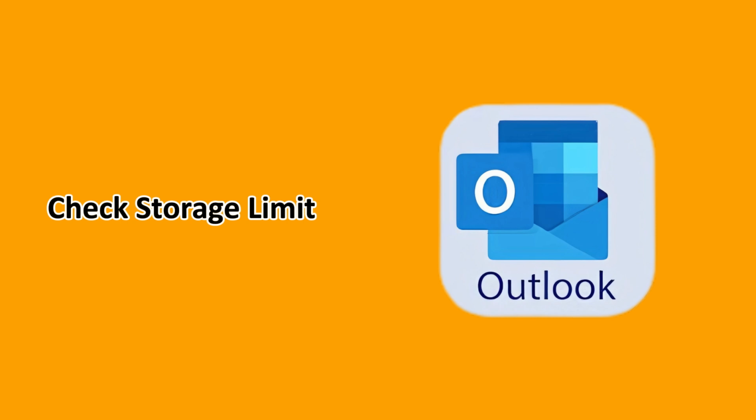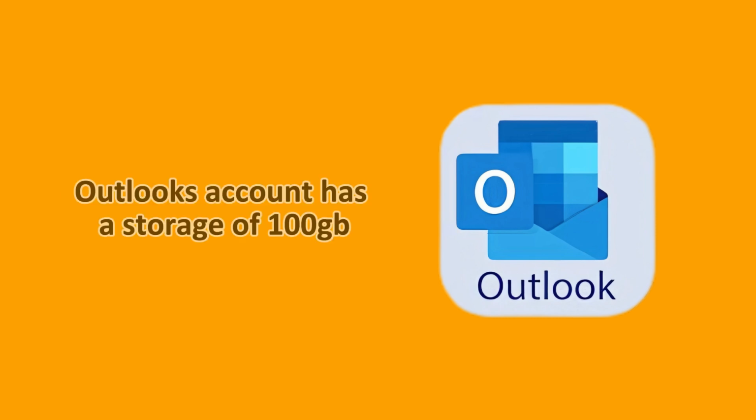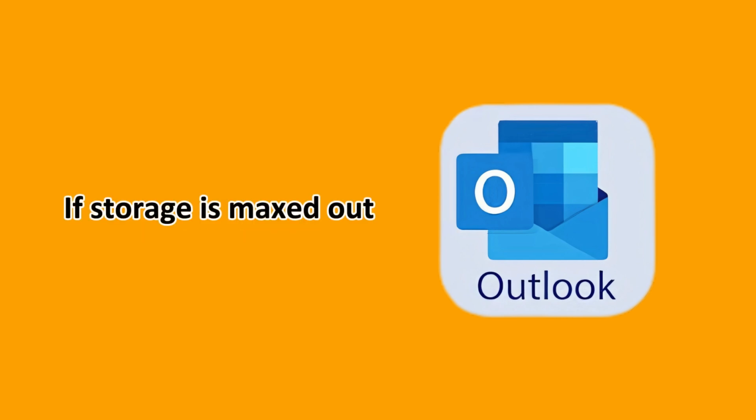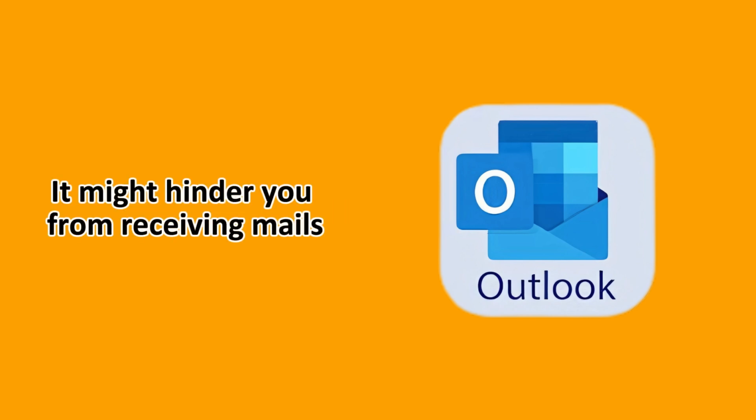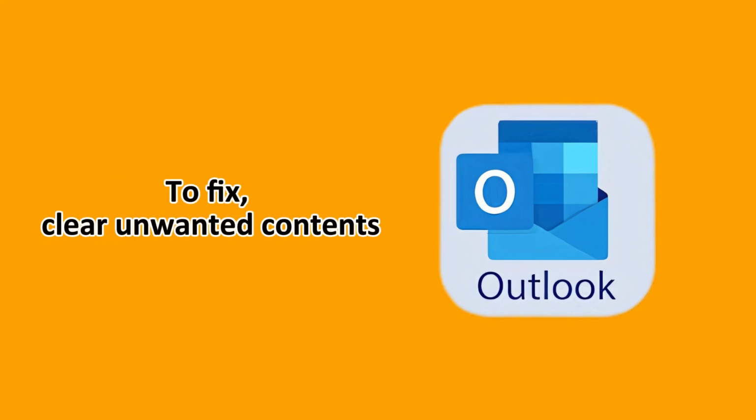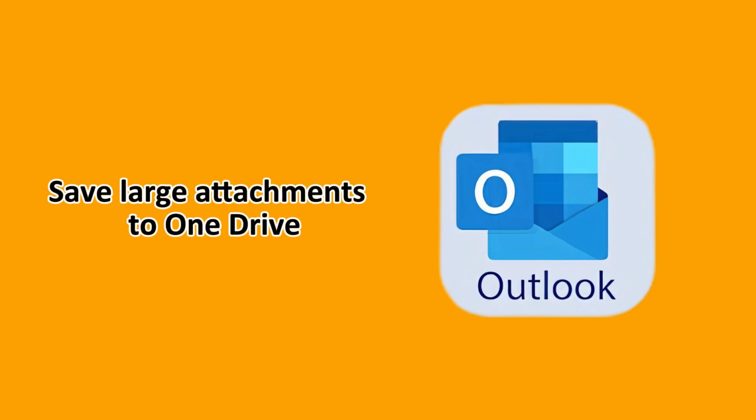Another option to check is your storage limit. Outlook accounts have up to 100 gigabytes of storage per mailbox. If your mailbox is reaching its storage limit or has already maxed out, this might affect you receiving mails. So in order to fix this, go ahead and clear your account of unwanted content. Alternatively, you can save your large attachments to OneDrive.